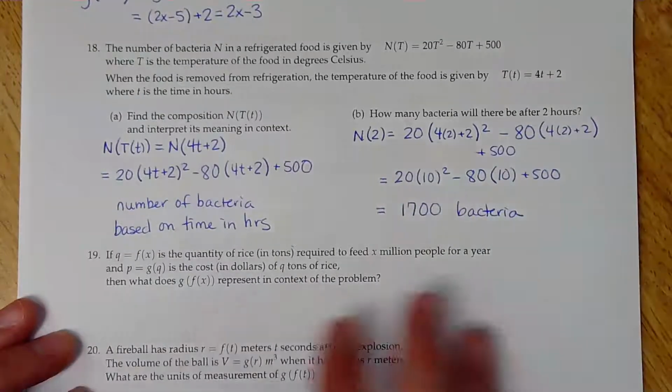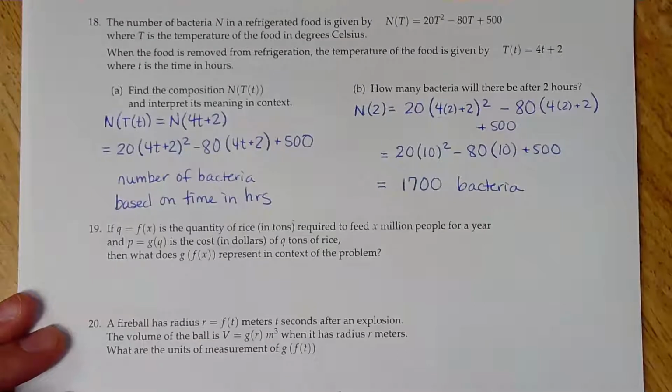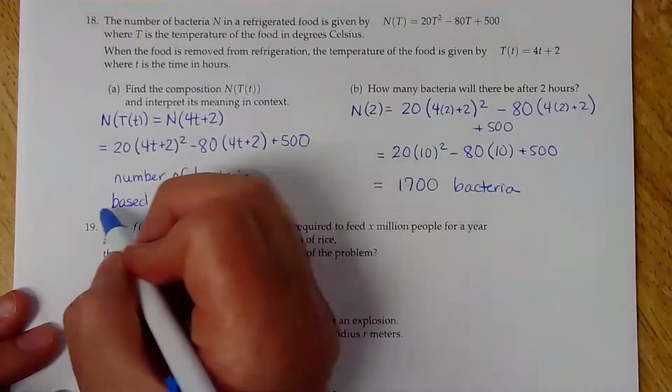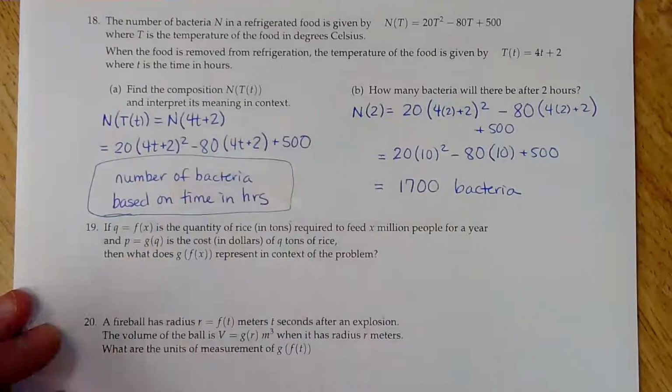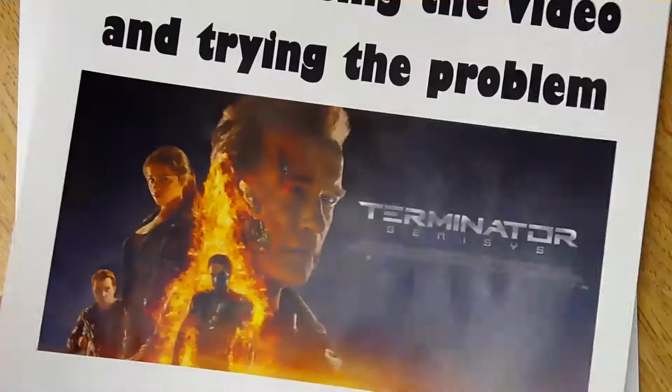Okay, I would like you to read numbers 19 and 20 and see if you can come up with an interpretation. So you're looking to write down something in words like I did here for 18a. Okay, so pause the video, see if you can come up with what that will be.